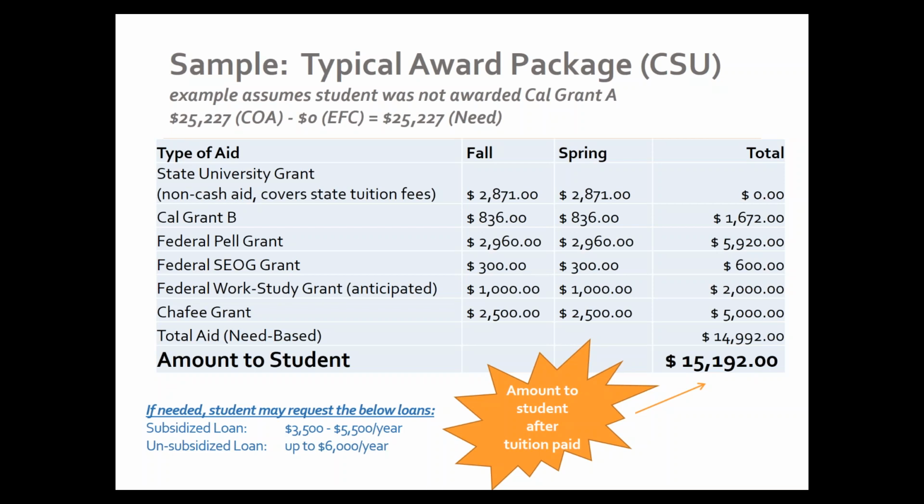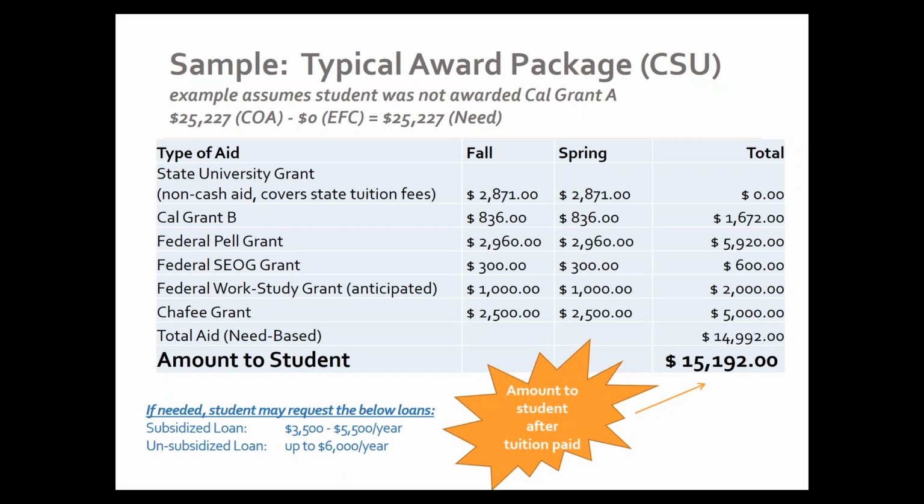So their aid could consist of the State University Grant, which is a California grant, the Cal Grant B, the federal Pell Grant, the federal SEOG grant, and the work study. Now the work study is shown on here like it pays out as part of their financial aid, but it actually does not. The federal work study is a program that is part of their award package. However, they are actually earning a paycheck each month for that particular money that they're assigned.